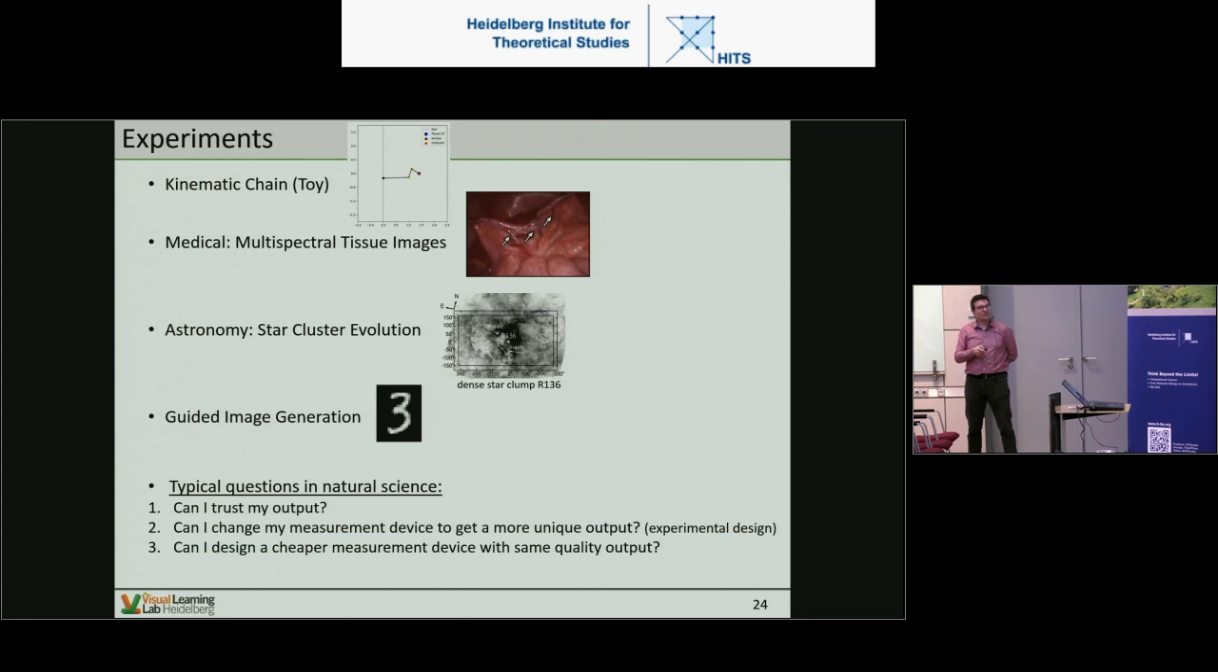Can I design a cheaper measurement device with the same quality output? You kind of say, give me similar looking distributions. They're a bit ambiguous, but it's okay, just give me a cheap measurement device. Or can I simplify my simulation and still get the same result? Because fewer parameters mean faster simulation. I will also show that in a second.